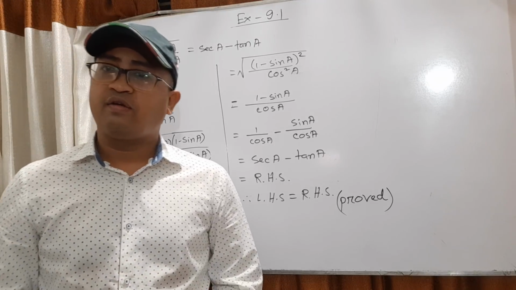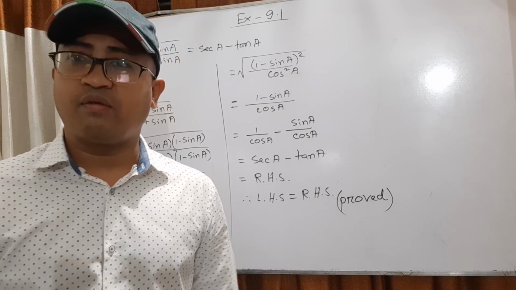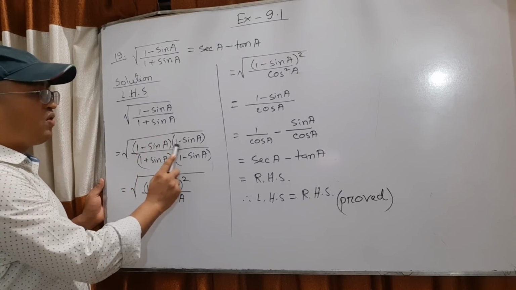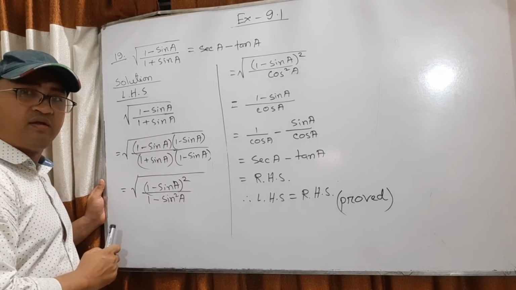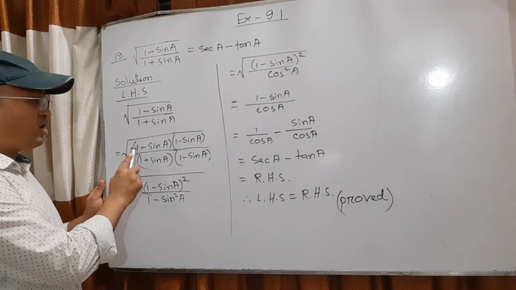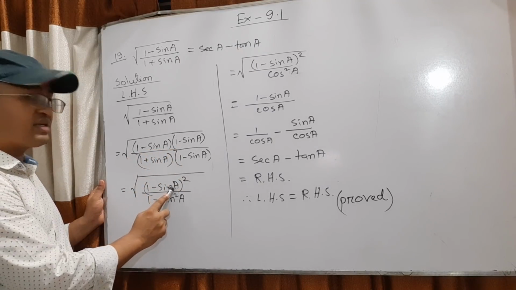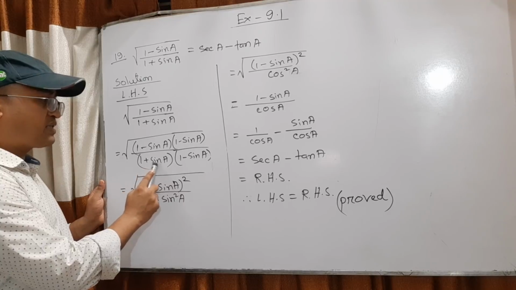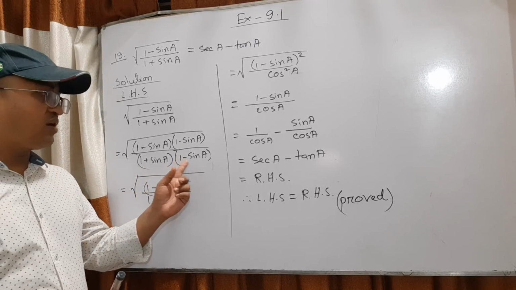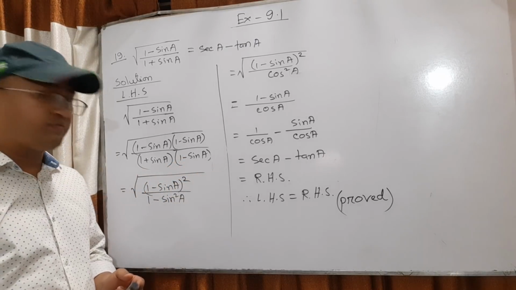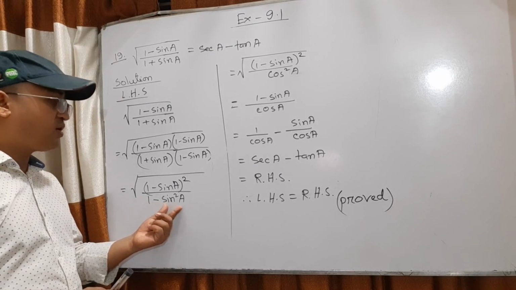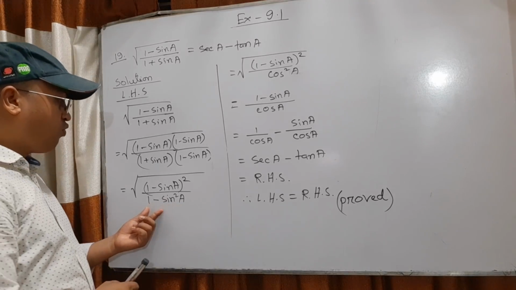We can multiply a fraction by the same term or same number. So look, here I multiply both the numerator and the denominator by 1 minus sin a. Both numerator and denominator I have multiplied by the same term. So it becomes 1 minus sin a whole square. And look here, 1 plus sin a into 1 minus sin a becomes a formula: a plus b into a minus b is a square minus b square. A square means 1, and b square means sin square a. Now look, 1 minus sin square a.